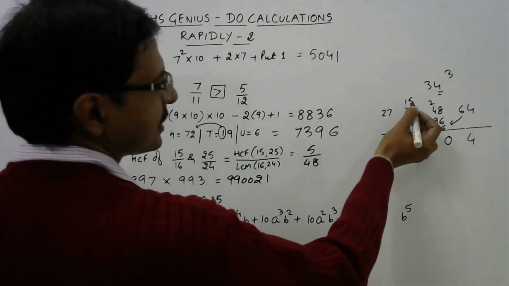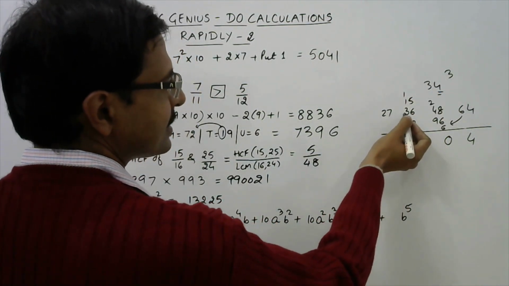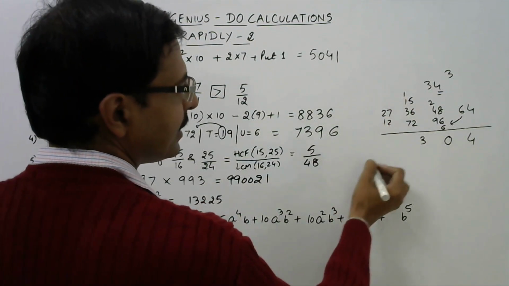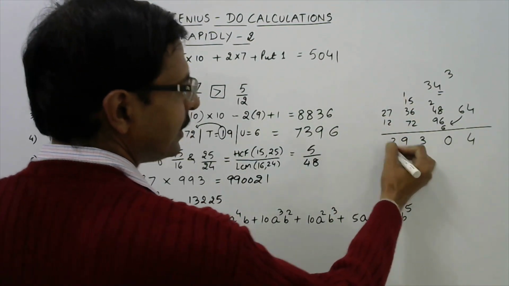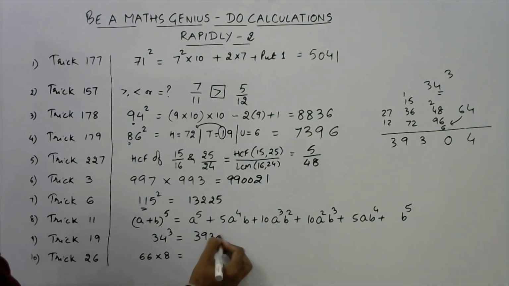Now we can add 6 plus 5, 11 plus 2, 13. 3, 1. 7 plus 3, 10, 12. So 12 gets added here. So 9, 3. 39304 is the cube of 34.